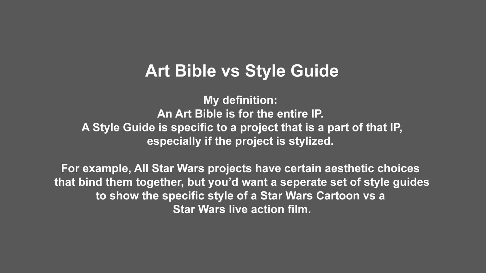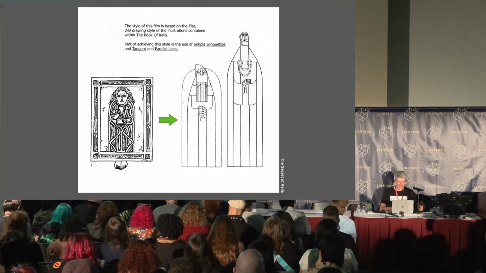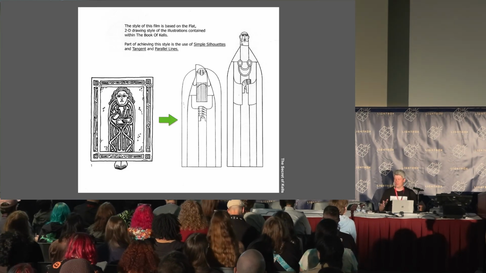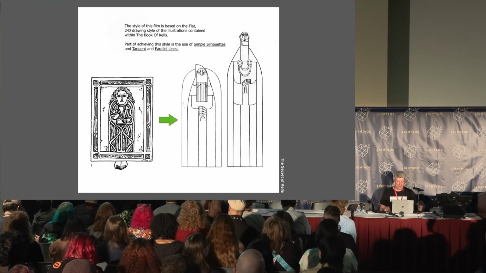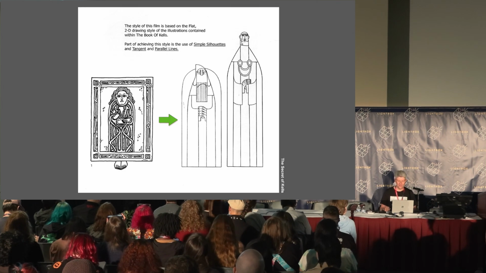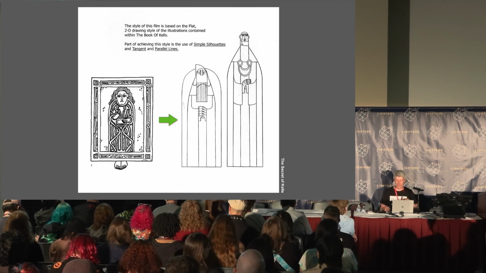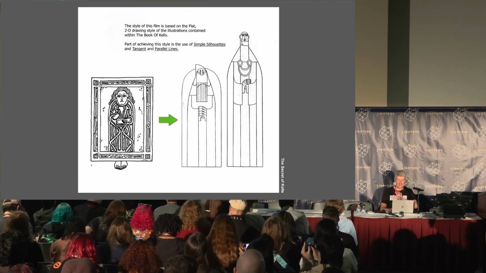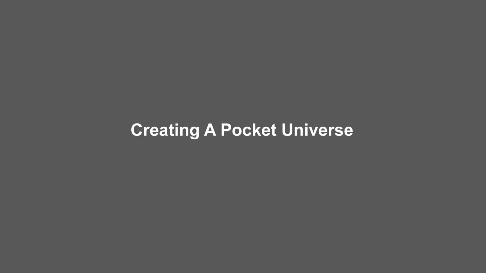So for example, all the Star Wars projects have certain aesthetic choices that bind them together, but you want a separate set of style guides to show, for example, what the Clone Wars, the Star Wars cartoon, looks like versus the Star Wars live-action film. And this is just an example of a style guide that I love. There was this film called The Secret of Kells. If you've never seen this, it's spectacular. The art book is the style guide for the film in many ways. I think this is still on sale, so go check it out. It's fantastic. So that's a little bit more what I would consider a style guide. But again, people have different opinions, totally fine.